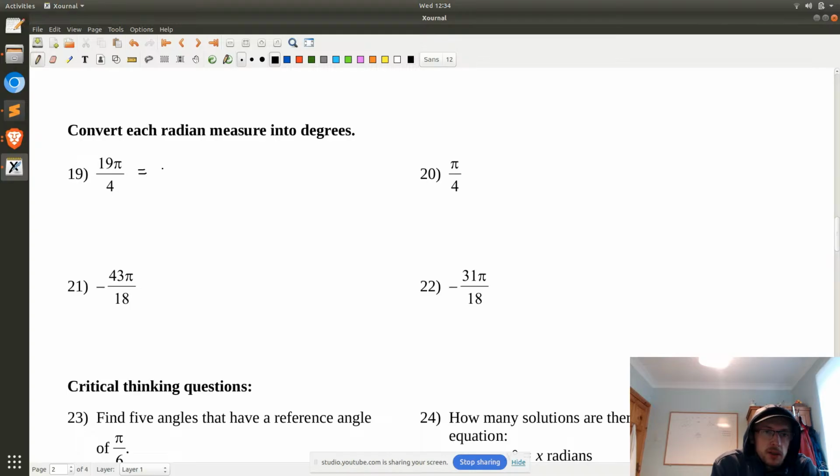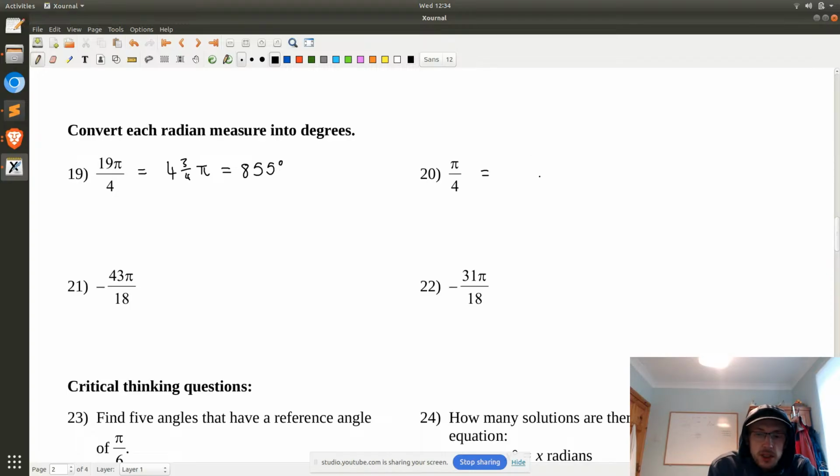Convert each radian measure into degrees. All right, so that would be 4 and 3/4 of pi. Now 2 pi equals 360 degrees. Therefore, this is 720 degrees plus 3/4 of pi. 3/4 of pi will be 3/4 of 180, which is 135. So 720 plus 135 is 855 degrees.